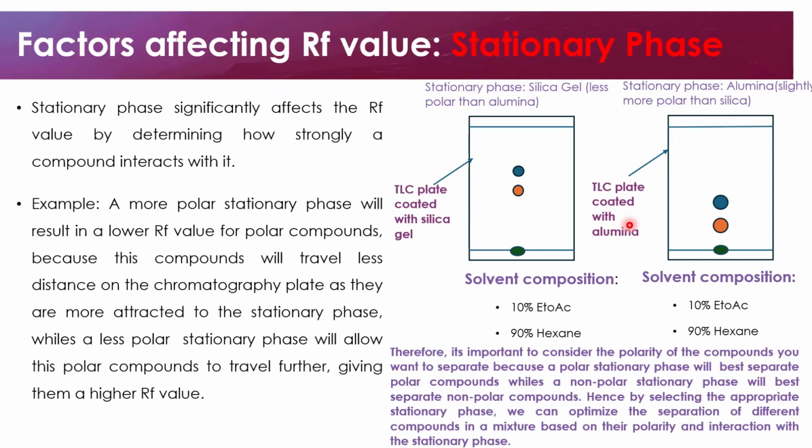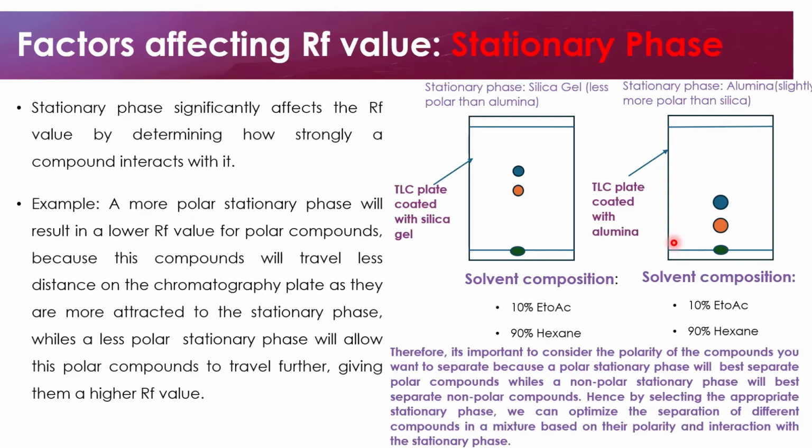as the stationary phase. So from these two chromatograms, it can be seen that the first chromatogram, using the TLC plate coated with silica gel as the stationary phase, has two separated compounds with higher RF values than the second chromatogram using the TLC plate coated with alumina as the stationary phase. And this is because the alumina acts as a more polar stationary phase than the silica gel.